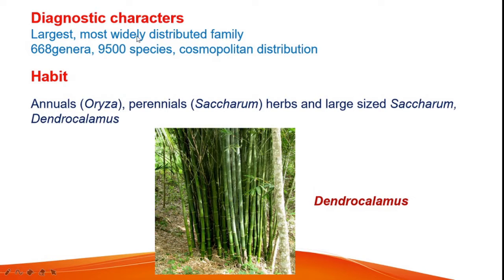Coming to the diagnostic characters of the plant family. This is the largest family, most widely distributed family, and it includes 668 genera and 9,500 species. It is cosmopolitan in distribution. Coming to the habit of the family, annuals are present, example Oryza sativa. Perennials are present, Saccharum officinarum. Herbs are also present in this family. And large sized Saccharum and Dendrocalamus are also present in this family. This is the Dendrocalamus.